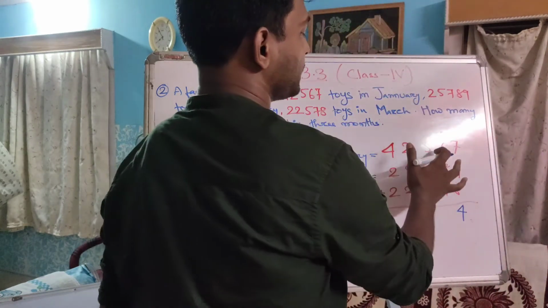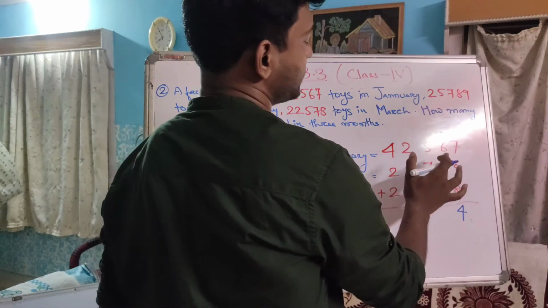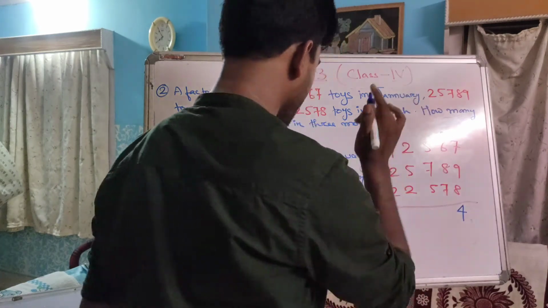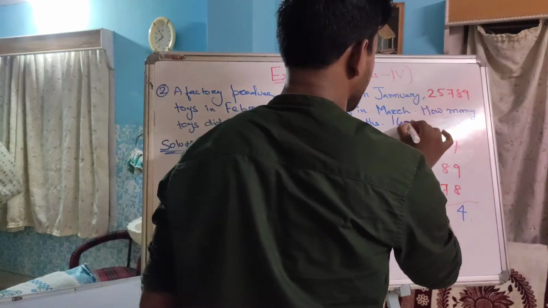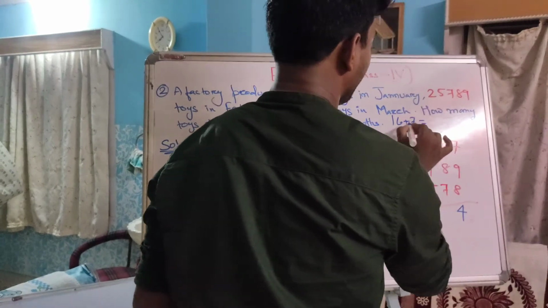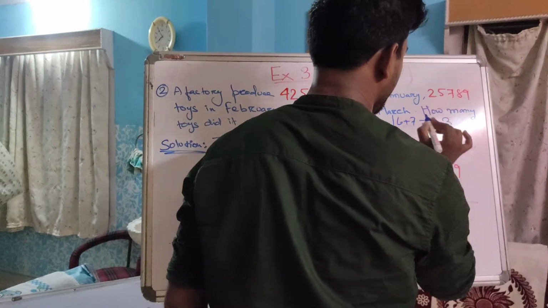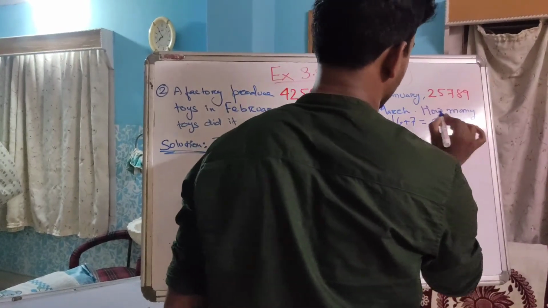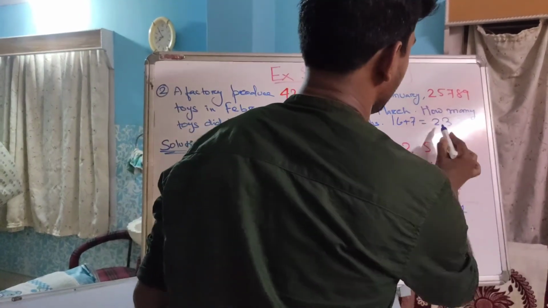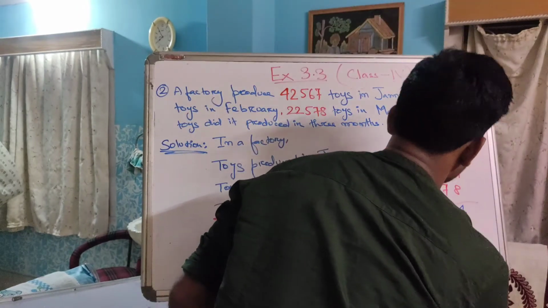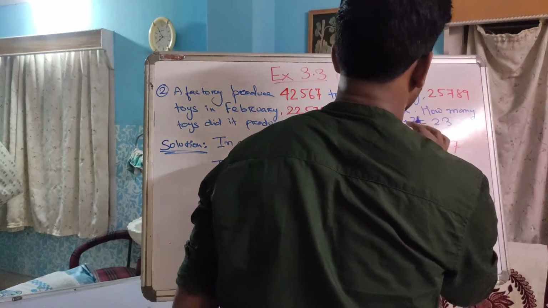Now 2 plus 6 is 8, 8 plus 8 is 16, and 16 plus 7 is 23. We will write only 3 and 2 will be carried here.